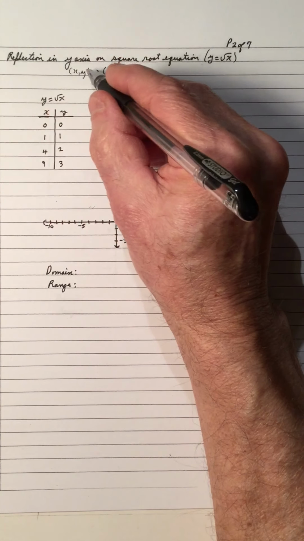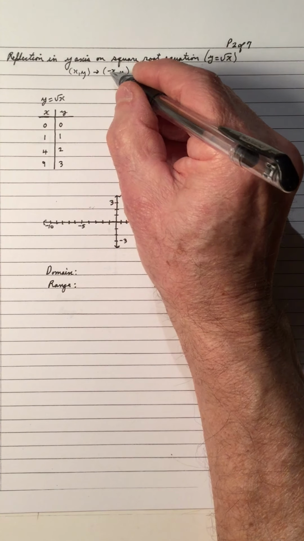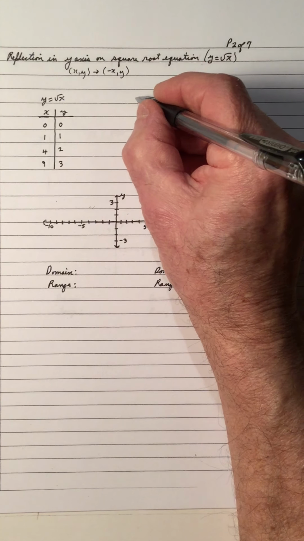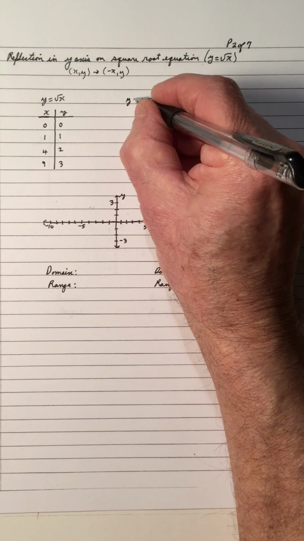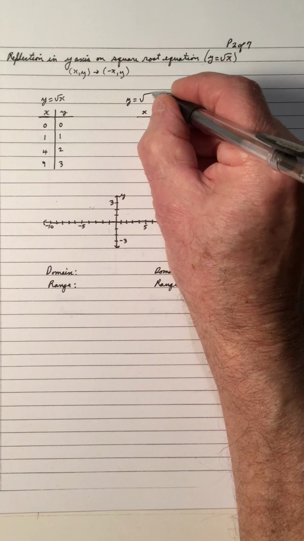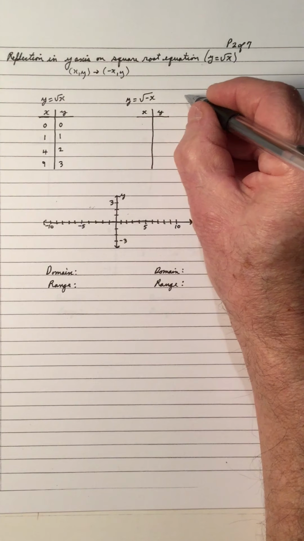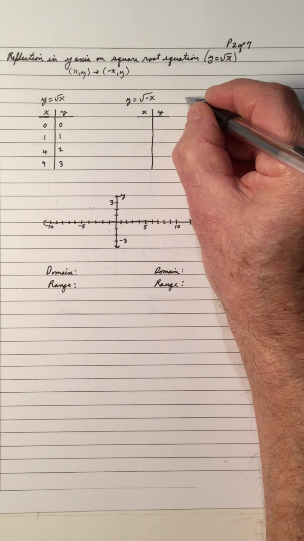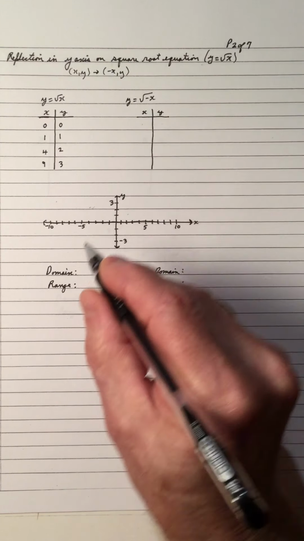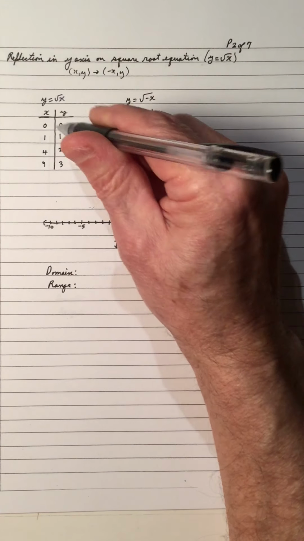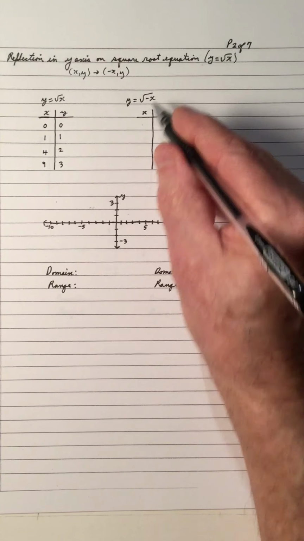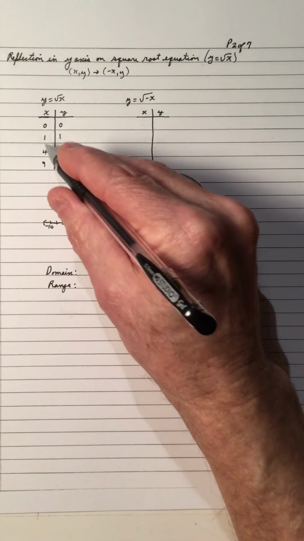Now, in the mapping rule, we change x to a negative x. So that means we'll make y equals the square root of negative x. So what happens? Let's go down here before I do this. The domain, let's plot this.